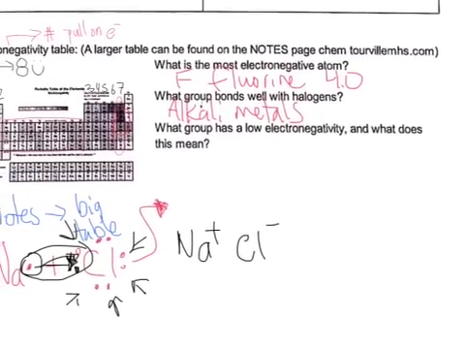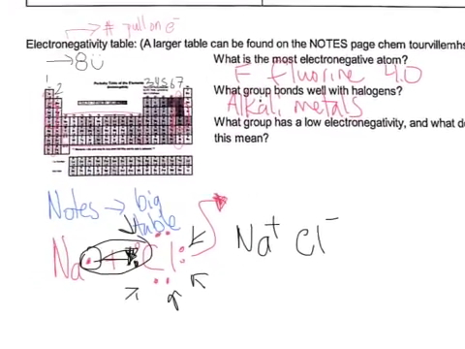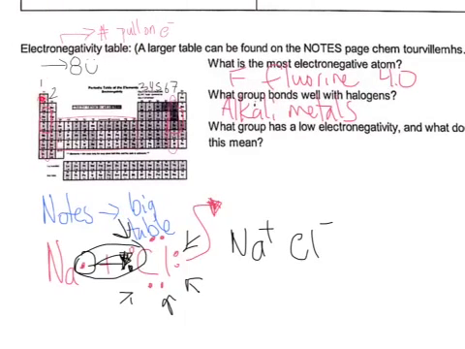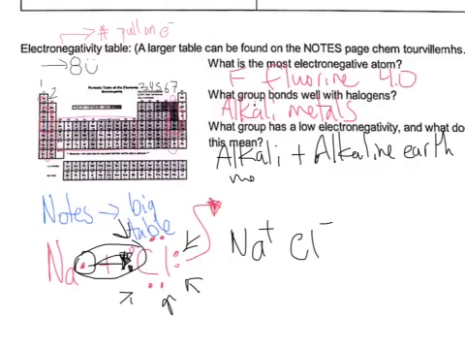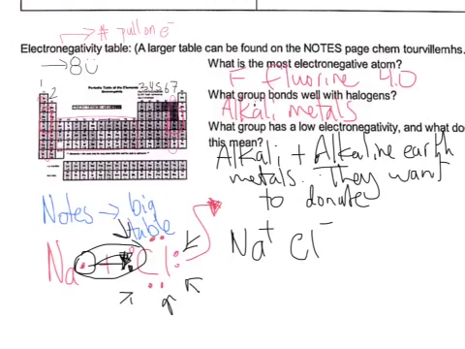Okay. Next question, what group has a low electronegativity, and what does this mean? A low electronegativity would be the alkali metals and the alkaline earth metals. And what this means is that they want to donate electrons. They are ready to get rid of those so that their inner shell becomes their valence shell, and they are then happy or stable. Okay.